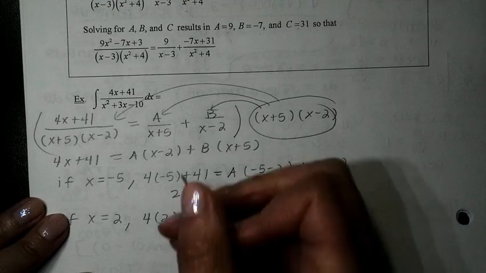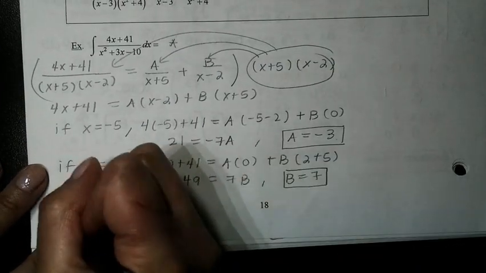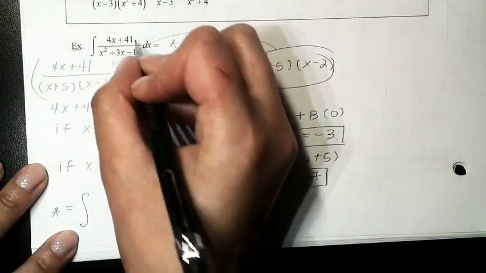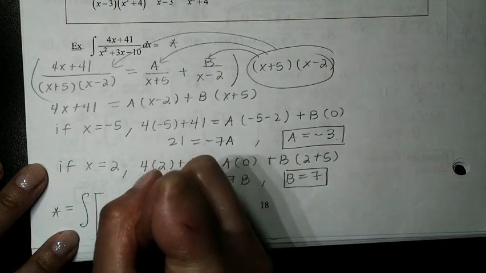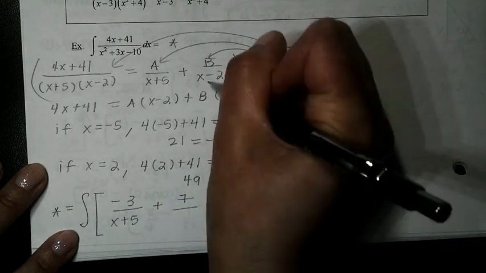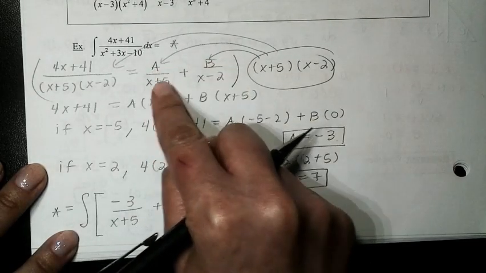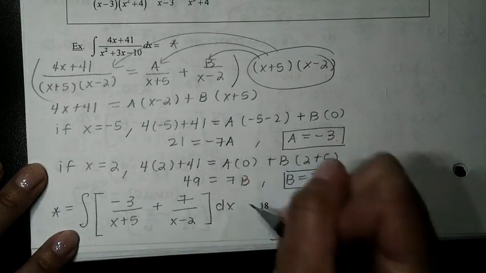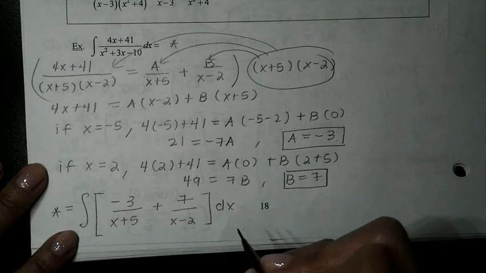So what is your integral? Let's call your integral star, so you can see it here, and we have space here. So star is going to be equal to the integral of negative 3 divided by x plus 5, plus 7 divided by x minus 2. Be very consistent: if you call this a and this b, this is your a and this is your b, and then dx. Now what do you see here? What we see here is super nice. Why?